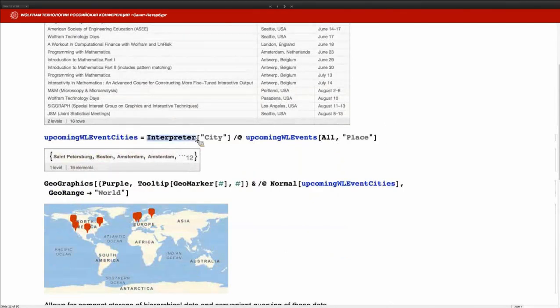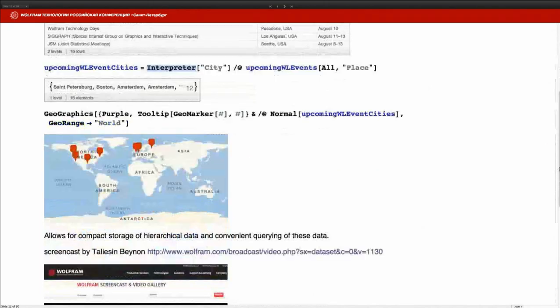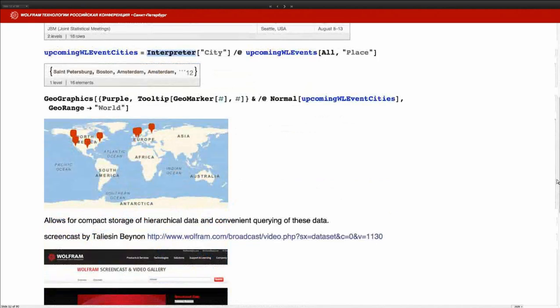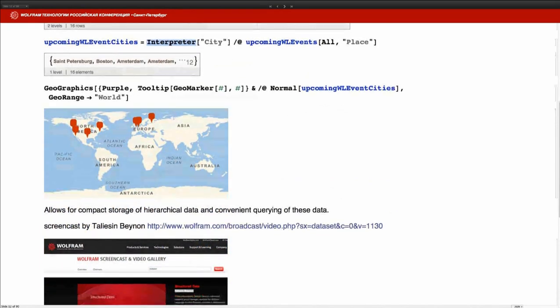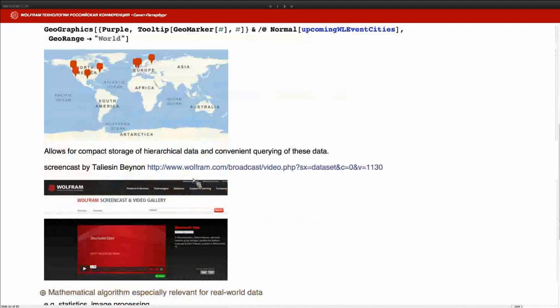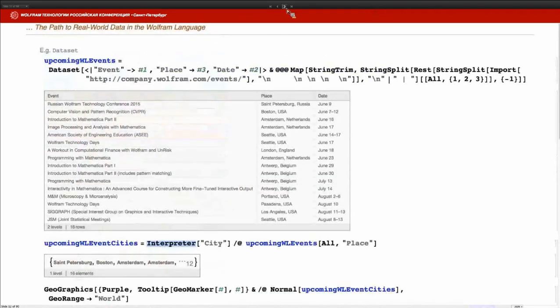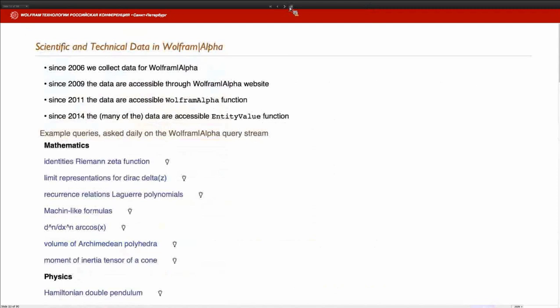I take everything downwards, I take just the place, then I run Interpreter, which gives me a computational representation of the cities, not just a string, and then I can immediately plot it. So things work very nicely together. Similar to the Association talk, I recommend from the same conference a talk by Tally about the use of datasets. And then there are, of course, many more algorithms that were added, especially image processing and statistics, which are too far to go into right now.